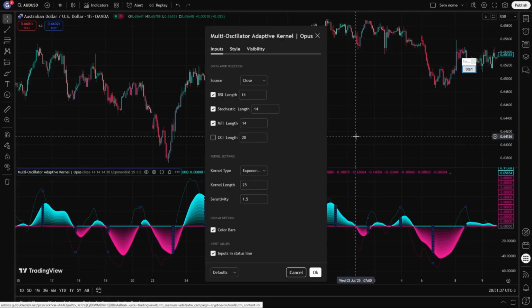By clicking on the indicator settings, you can change the type of kernel, exponential, linear, or Gaussian, adjust the sensitivity, choose the active oscillators and their periods, enable or disable candle coloring, and much more. If you're a beginner, keep the default settings to start with.